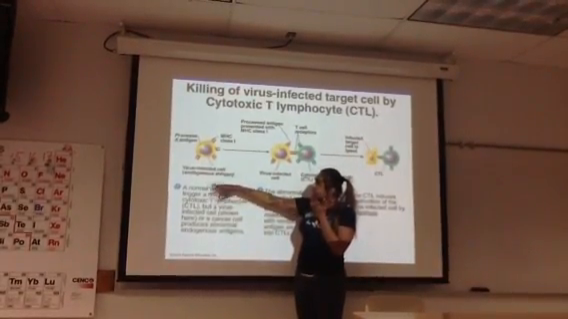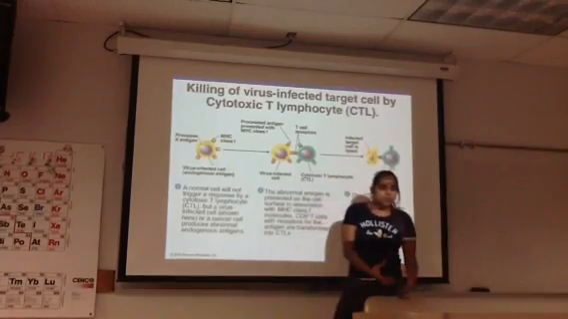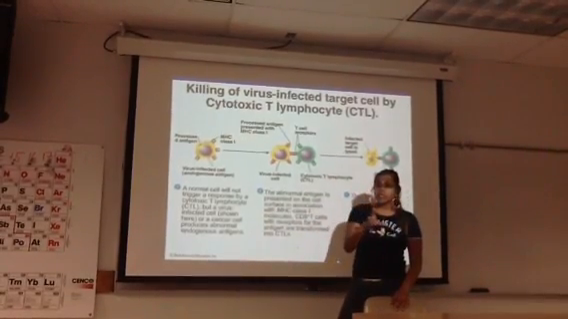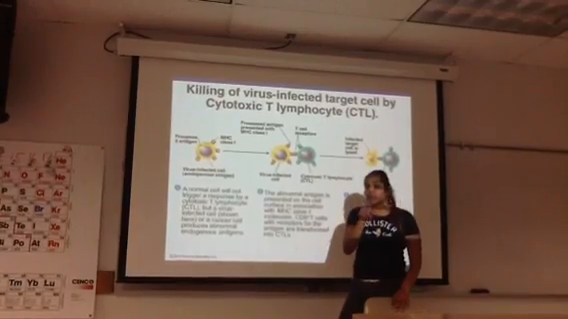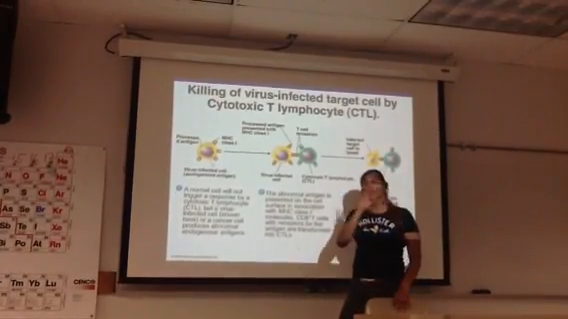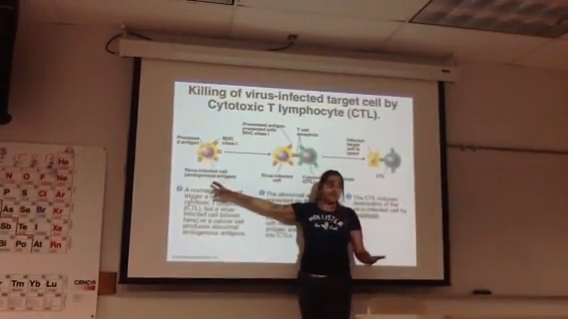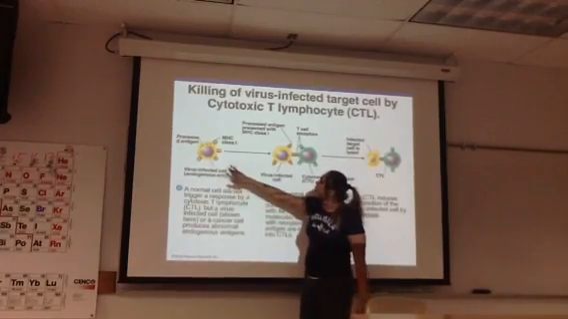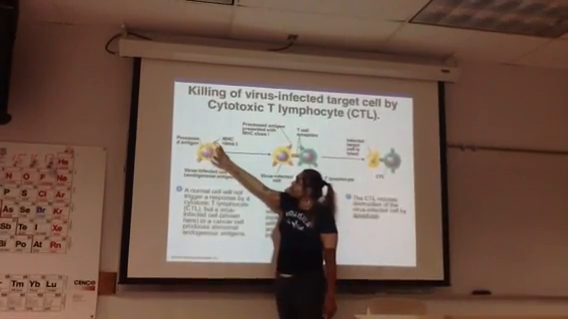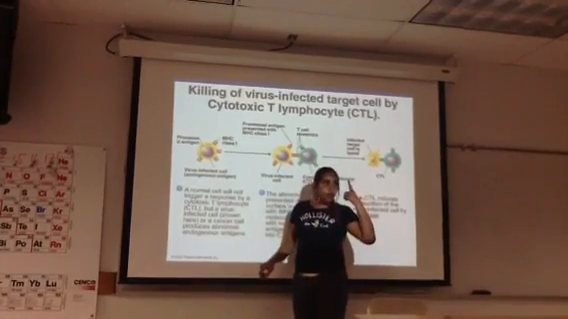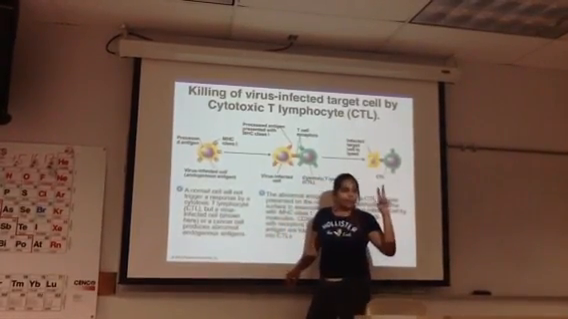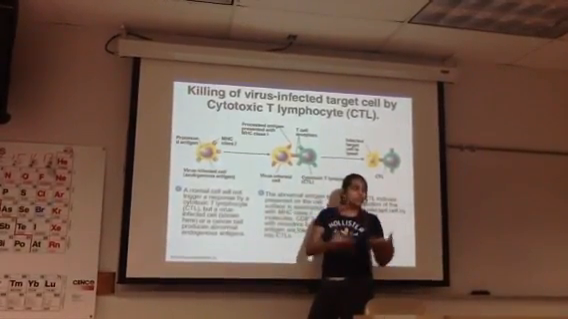This virus infected cell, endogenous antigen. What that means, you got a virus, it stayed dormant for a while. But your cells still have that antigen for that virus, right? So, that's why it's endogenous. Here are your major histocompatibility complexes. This is complex 1. Complex 1 deals with endogenous, complex 2 deals with something that you just got.